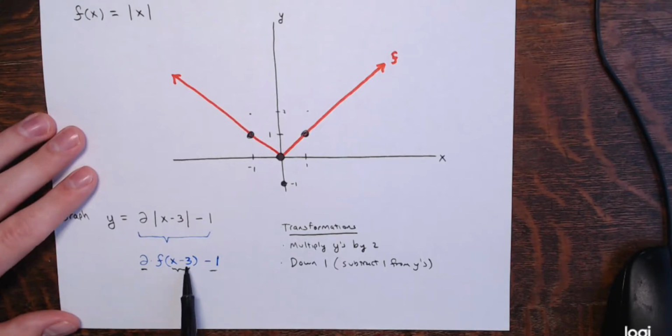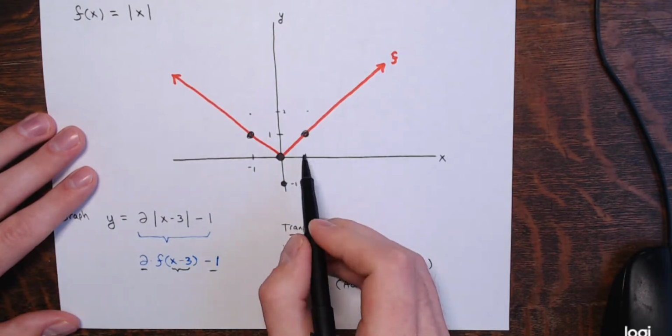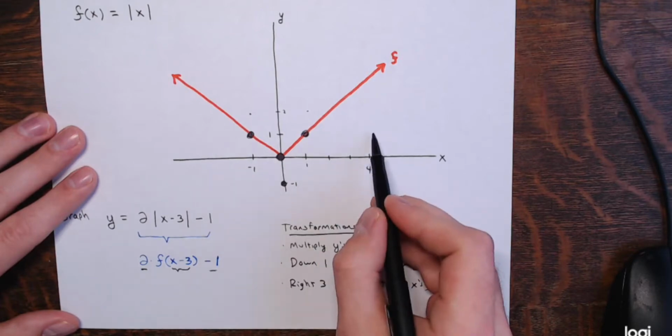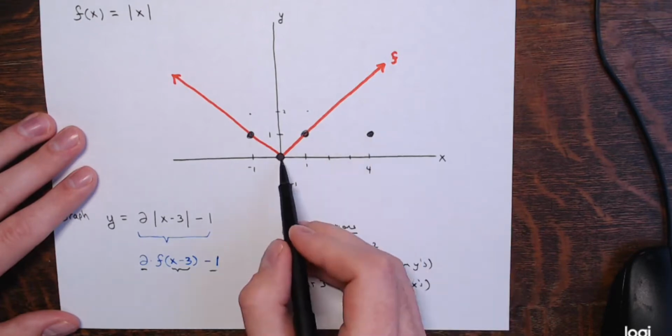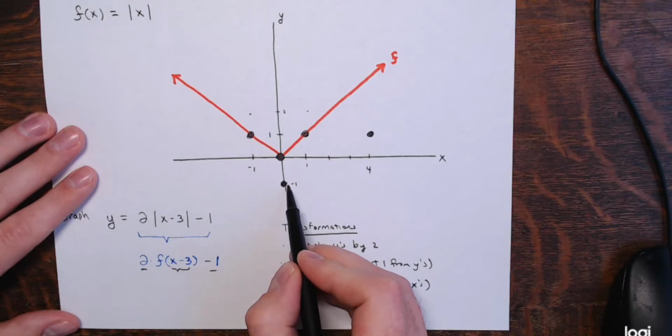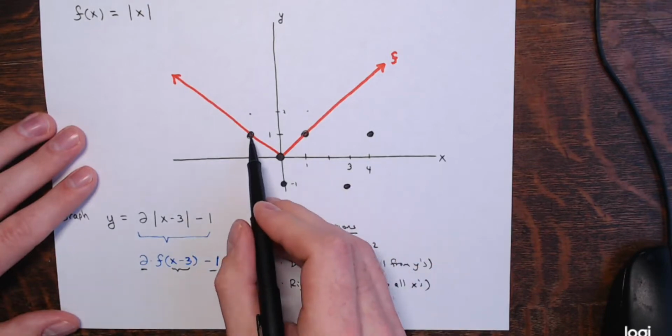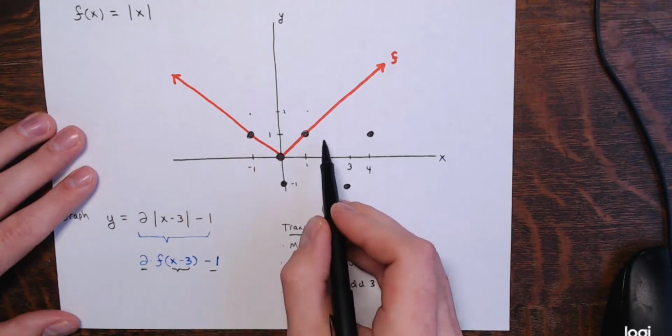Now, h here is positive 3, right? x minus h, x minus 3. That moves it right 3. You shift it right 3, or just add 3 to all the x coordinates. So instead of (1, 1), move it right 3, that'll be at (4, 1). And (0, -1), right 3, will be at (3, -1). And this (-1, 1) moved right 3 will be at (2, 1).